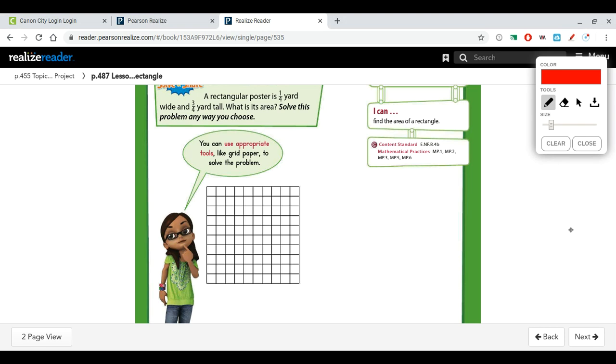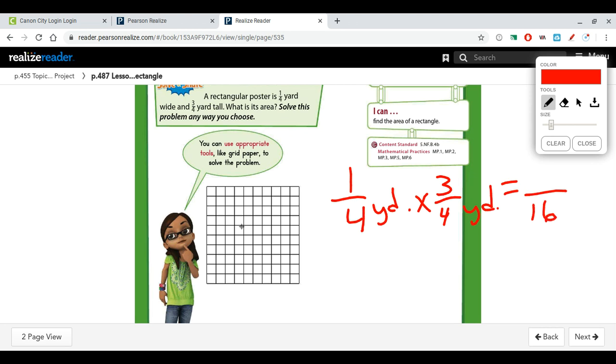And so to do this, I'm going to go ahead and set up my problem. So I have 1/4 yard times 3/4 yard. And then I want to see what this looks like visually. I know what my answer is going to be, but to find how many squares I'm going to use, I'm going to multiply my denominators together. So I end up with 16.